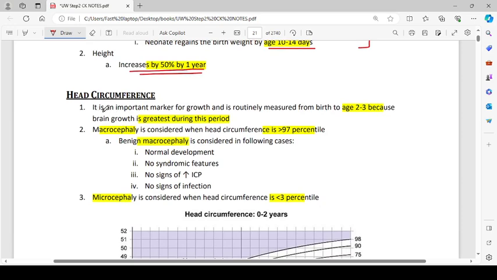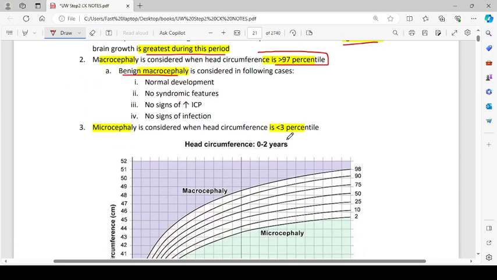Head circumference is an important marker for growth and is routinely measured from birth to age 2 to 3 because brain growth is greatest during this period. Macrocephaly is considered when the head circumference is more than the 97th percentile. Benign macrocephaly is considered in cases of normal development, no syndromic features, no signs of increased intracranial pressure, and no signs of infection. Microcephaly is considered when the head circumference is less than the 3rd percentile.